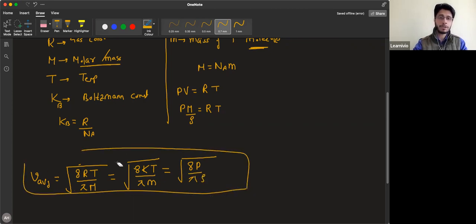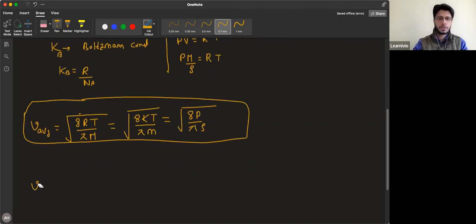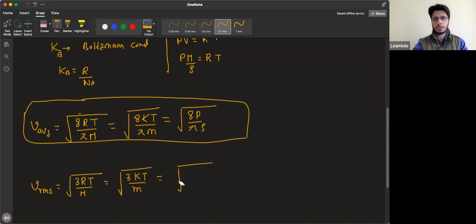And the third type of average, which is, by the way, most important, is the RMS. We can also calculate the RMS. RMS is root over 3 RT by M. Or you can write this as root over 3 KT by small m, or which is root over 3 P by rho.